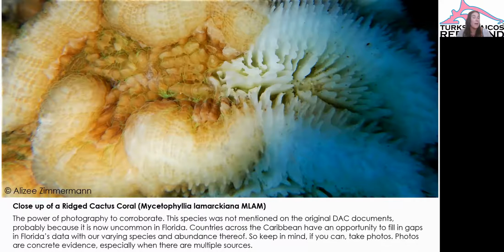So please keep in mind, if you have access to a camera or a GoPro, take photos. They are concrete evidence, especially when you're starting to learn. It will really help you to go back and look at those photos. And also you'll be asked to send them with any data that you send just to corroborate what you're seeing there. This is especially important in areas where SCTLD is just first arriving, or perhaps hasn't even been confirmed yet.